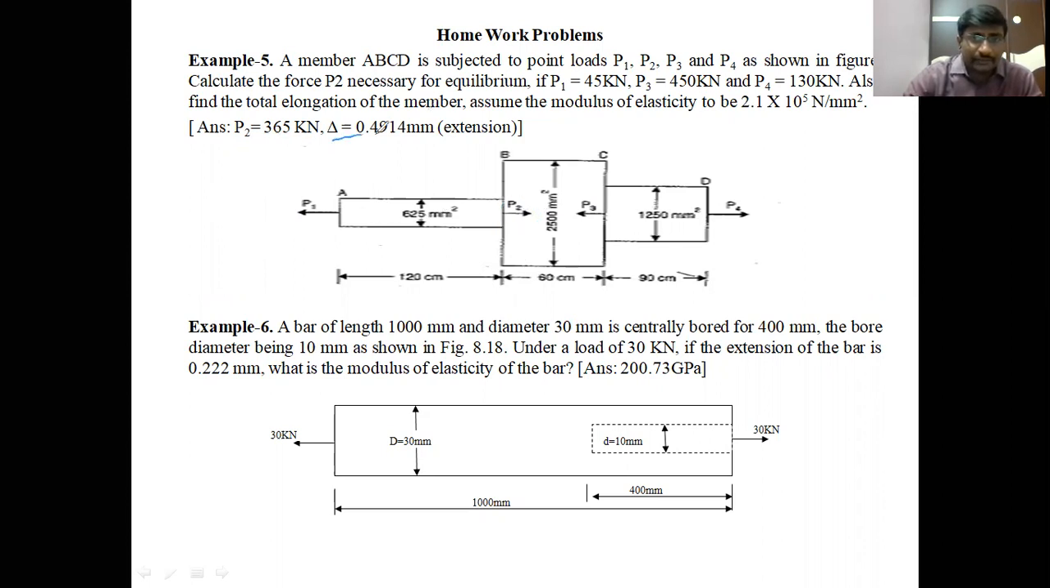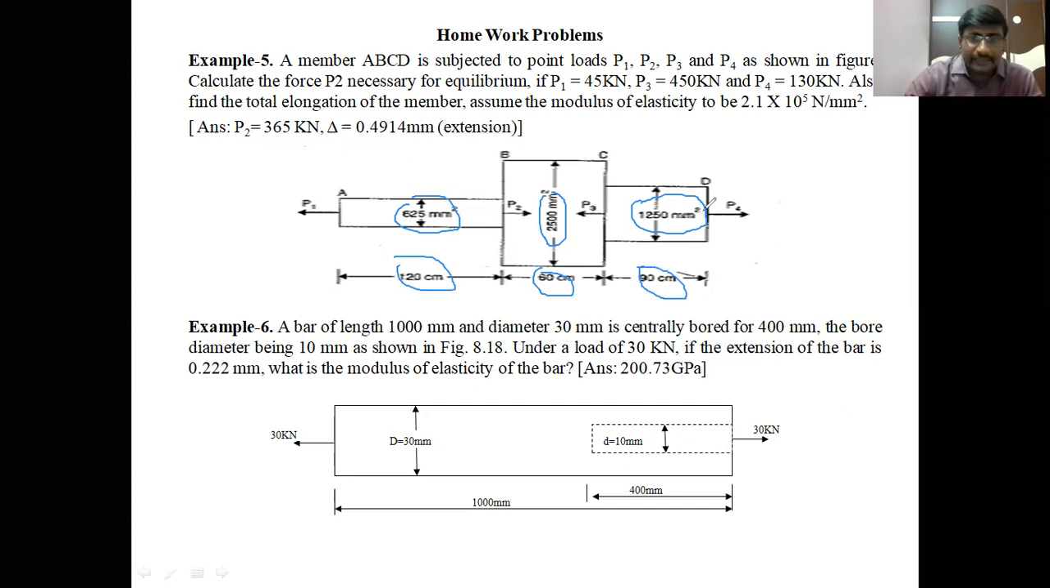Okay. And how to calculate elongation? For the elongation of the total bar, you have to split this bar into 3 parts. From A to B is one part, B to C is another part, and C to D a third part. AB has 120 centimeters length and 625 mm square cross-sectional area. BC has length 60 centimeters and 2500 mm square cross-sectional area. Clear? CD has 1250 mm square cross-sectional area and 90 centimeters length.